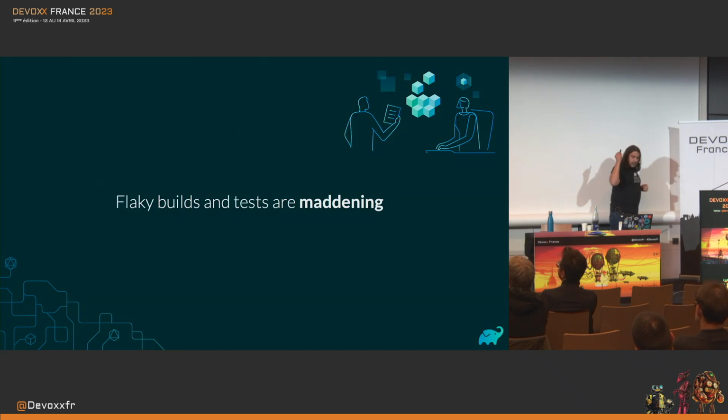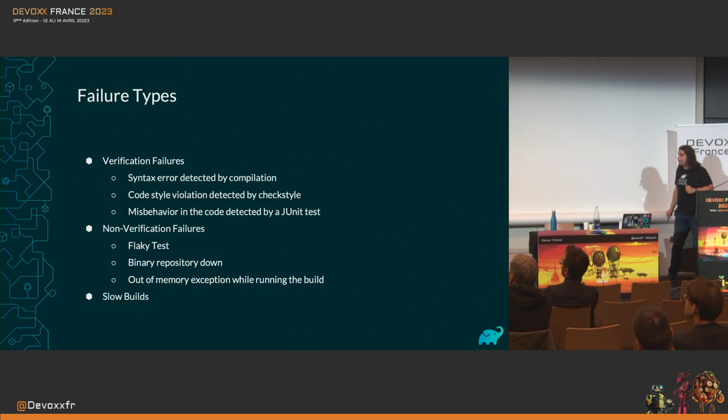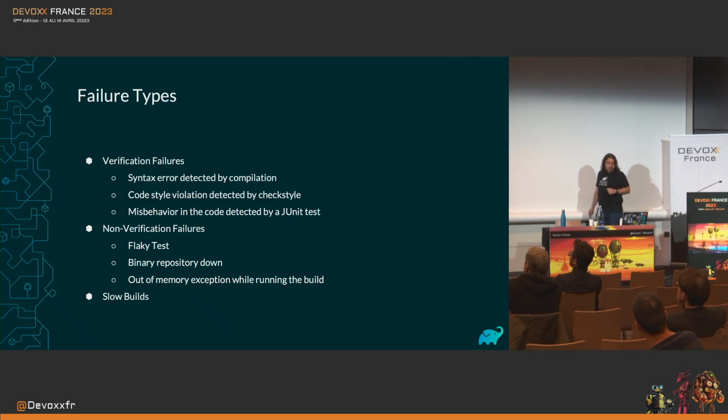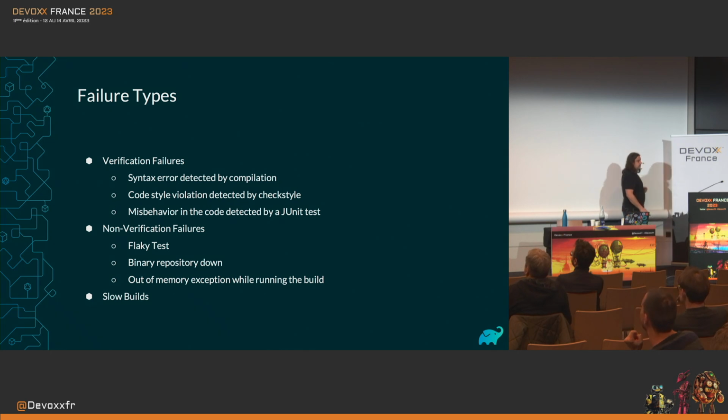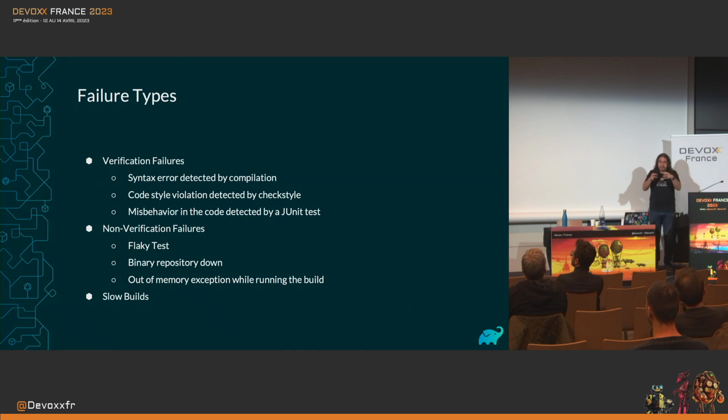Flaky builds and tests are absolutely maddening, which we know. And the thing is, too, that failures are often broken down into different types of failures that we should consider. The verification failures, as they're typically called, are things that are sort of expected or planned for, right? So a syntax error, or a test assertion that failed. Something where we're like, okay, something could go wrong here and I want to handle it somehow, right?